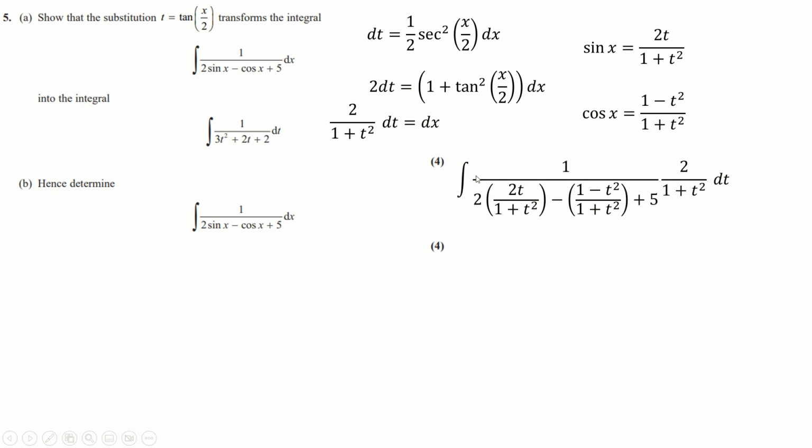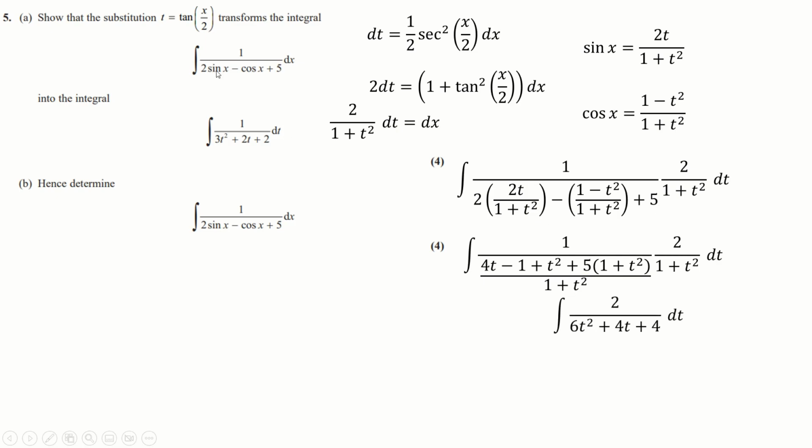You can throw all of these three things in here to get this. I'm going to combine all of this denominator together, which ends up being this, times that by 5 into 1 plus t squared over 1 plus t squared to make the denominators match. And then this 1 plus t squared cancels with this one, which is kind of why this t substitution works so much of the time, because of that cancellation right there. You end up with this, you can divide over by 2, and you end up with that as required. Hence determine this. So obviously this is just this.